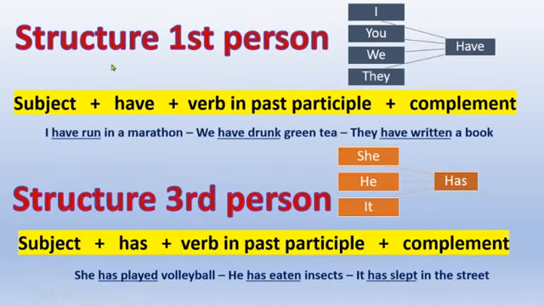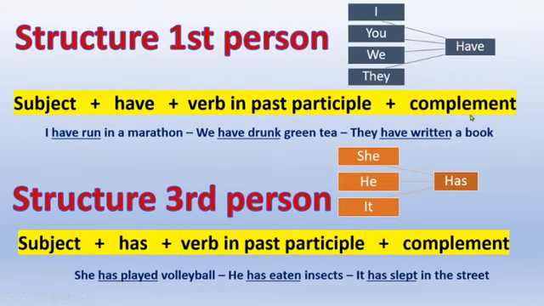You have the structure for first person. But who is first person? I, you, we, they, plus have. You have the structure: your subject, I, you, we, they, plus have, plus the verb in past participle, and a complement. For example, I have run in a marathon. We have drunk green tea. They have written a book. It's very important that you don't forget the auxiliary have and the verb in past participle.